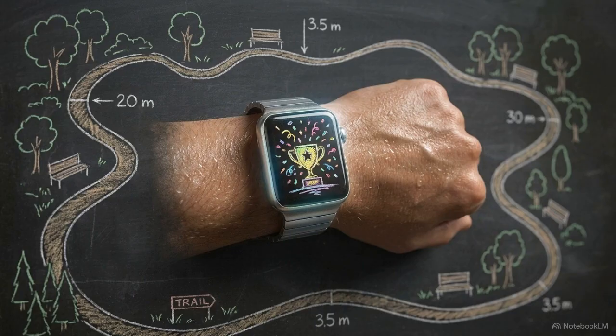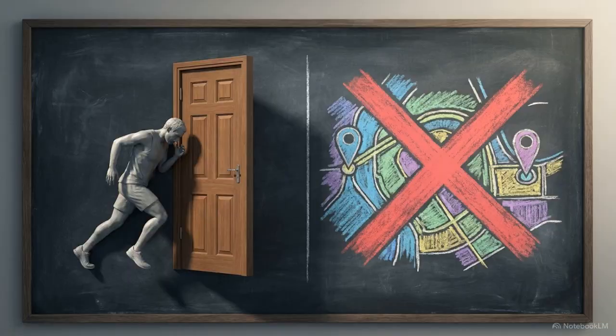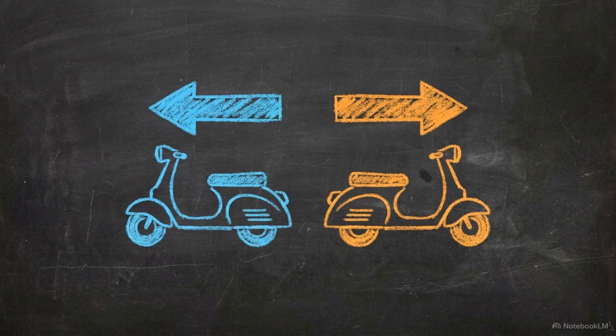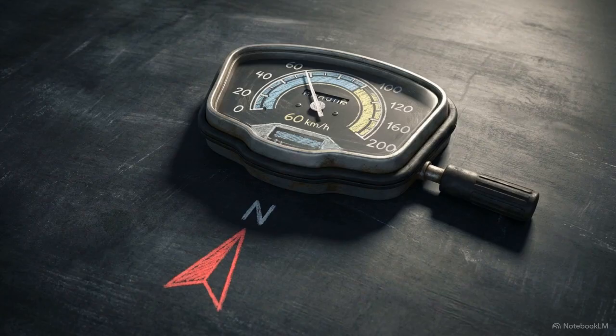A fitness band might celebrate 10 kilometers of distance covered during a morning run, but physics provides a harsher truth. Because you ended exactly where you began, your displacement for the trip is 0. That same specificity applies to the difference between speed and velocity. A scooter speedometer shows speed, a simple number. Velocity takes that number and adds a mandatory second layer, direction.